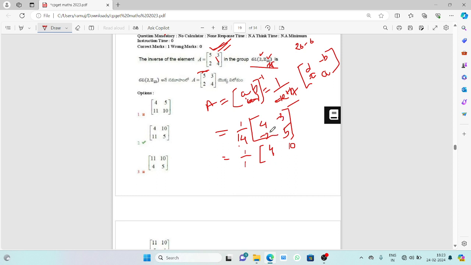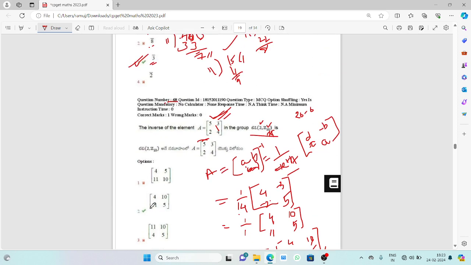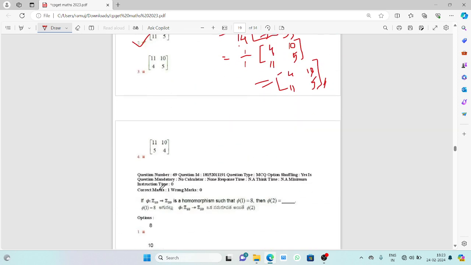Similarly, minus 2 gives 11, and 5 needs no change because there are no negative terms. If you multiply this out, you simply get 4, 10, 11 and 5. So this is the inverse of the given matrix. The second option is correct for this one.